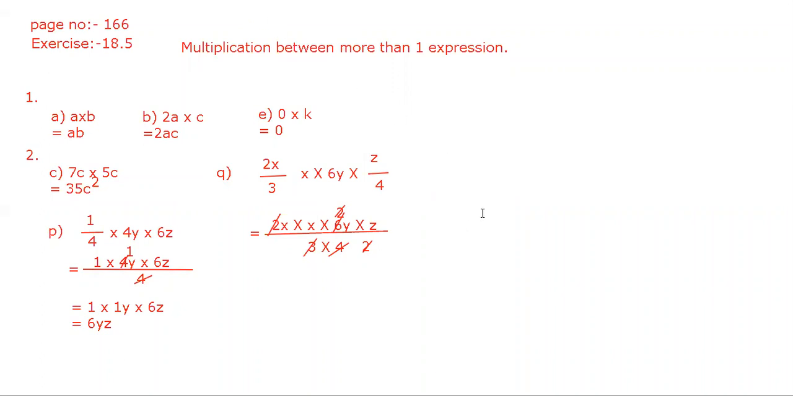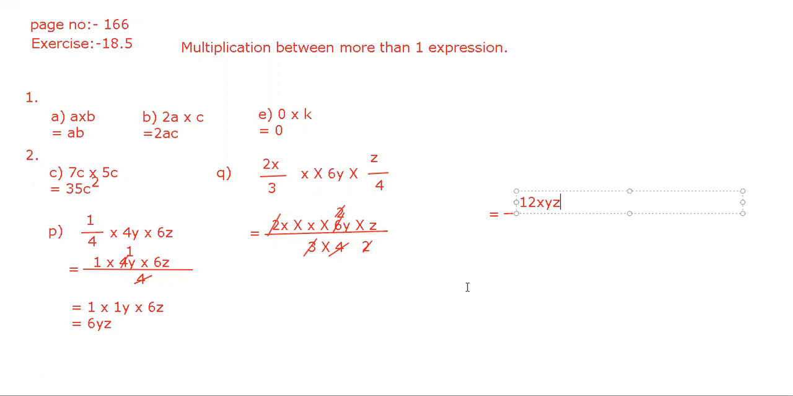Here, you can do it in another way. Multiply all: 2 times 6 is 12, and here is x, y, z.